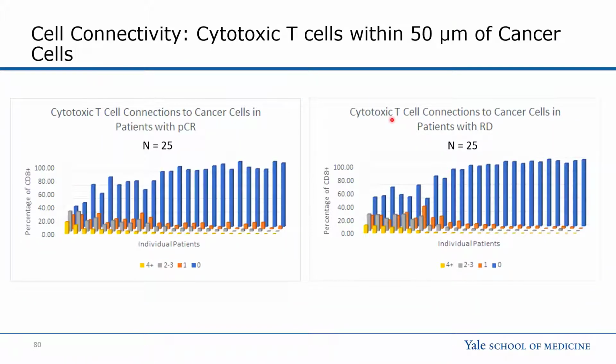So when we look at these cytotoxic T cells, again, most of our cells have no cancer cell connection. And we have a reasonable distribution of CD8 T cells for all of our patients with PCR. But we have a lower frequency of those cells for our patients with residual disease.